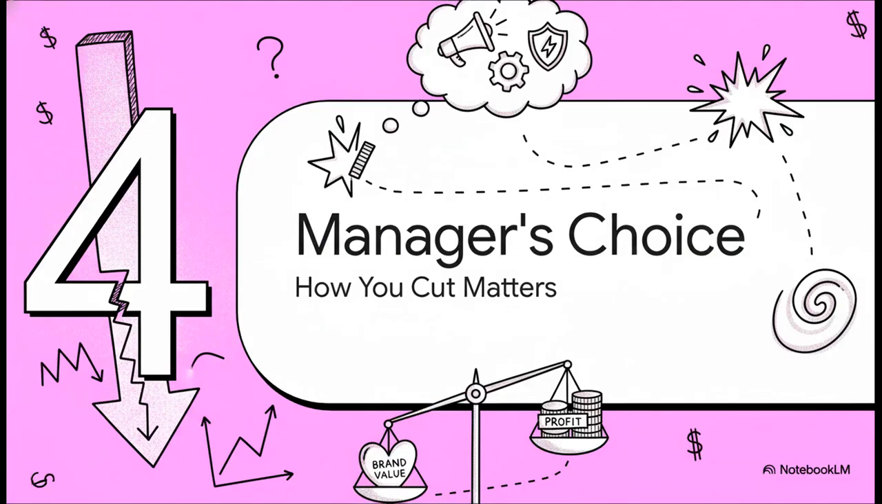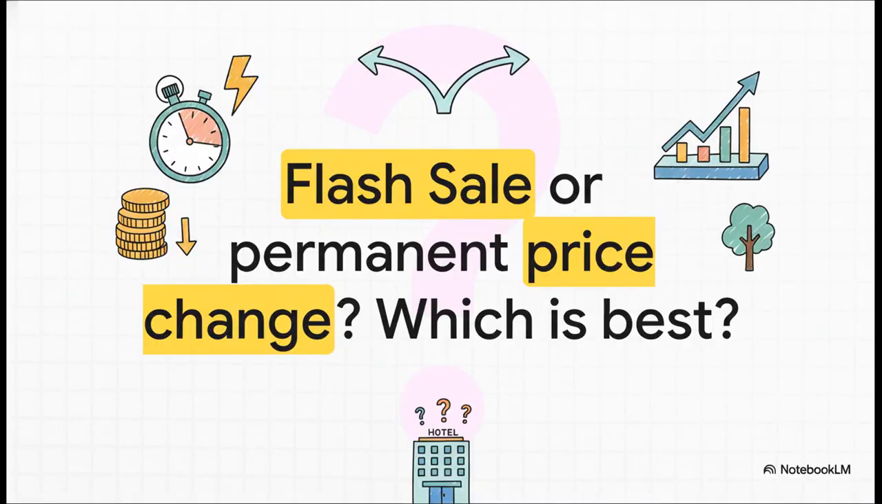Okay, so we've established that the price has to fall. That part's inevitable. But the way it falls, the method, the messaging, the whole execution, that is a critical strategic decision that's going to have long-term consequences for your brand. So, what's the best play for our general manager to solve this 190-room problem? Let's break down the two main options. Now, each one solves the immediate issue, but they create two very, very different futures for this hotel.